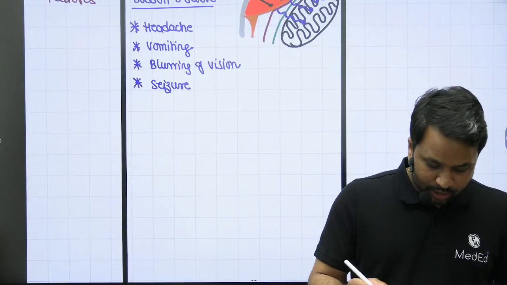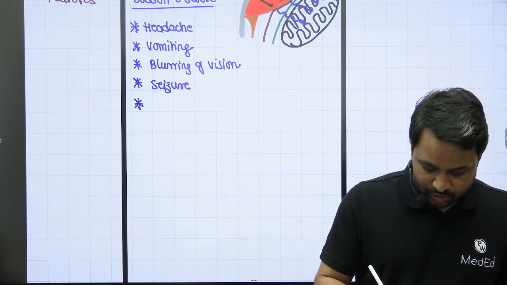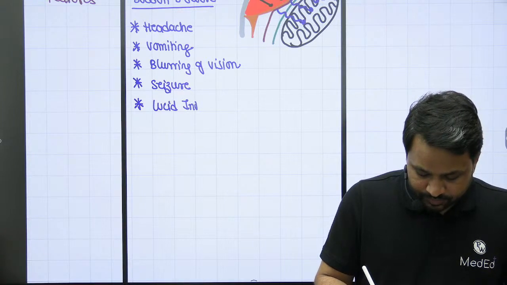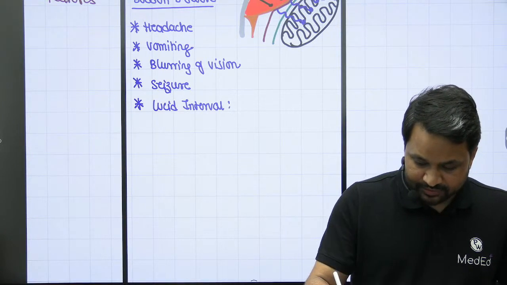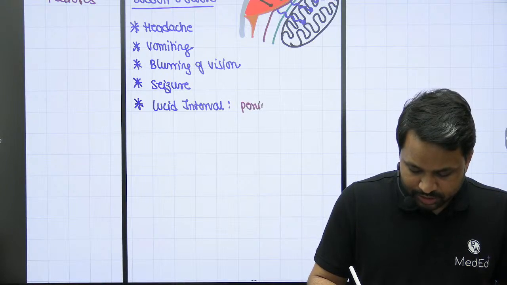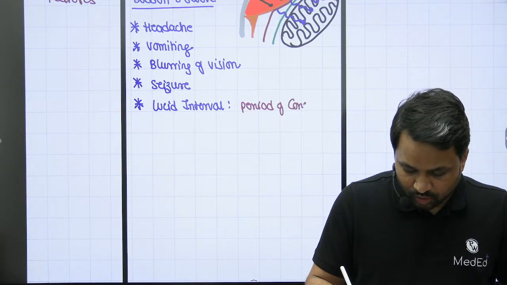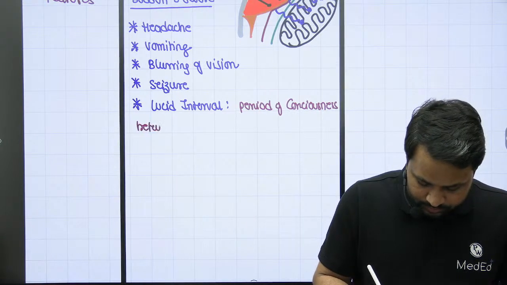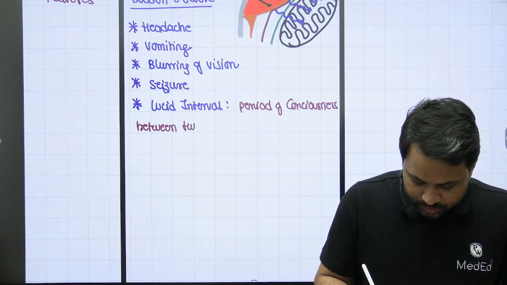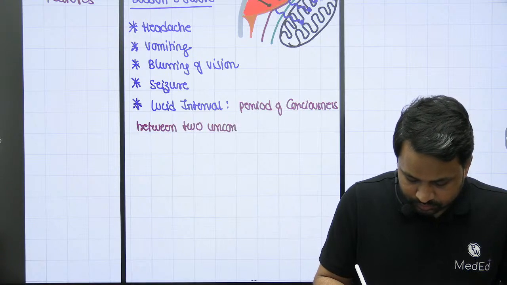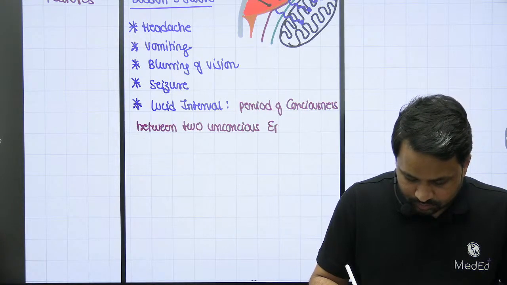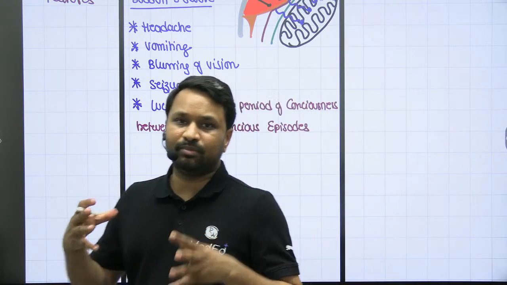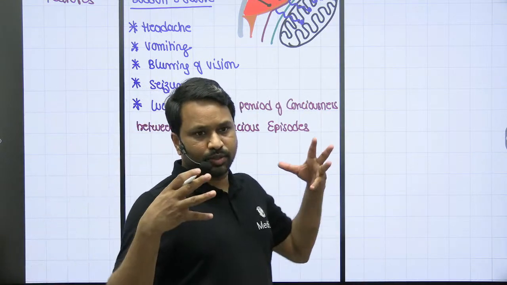But along with that, you will see a very, very important finding in extradural hemorrhage, which is called the presence of lucid interval. Now, the concept of lucid interval is defined as the period of consciousness between two unconscious episodes. So what happens is, initially when the bleed occurs, it is going to occupy space and cause a sudden increase in pressure.